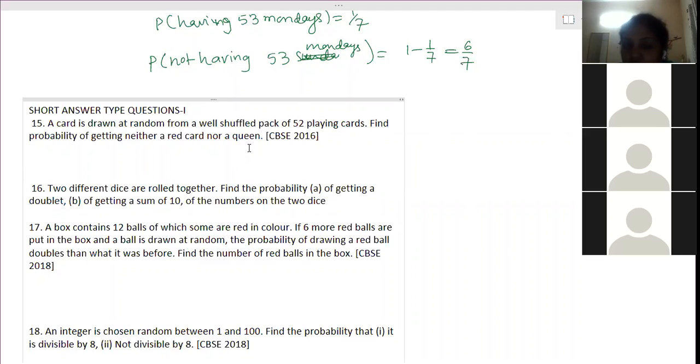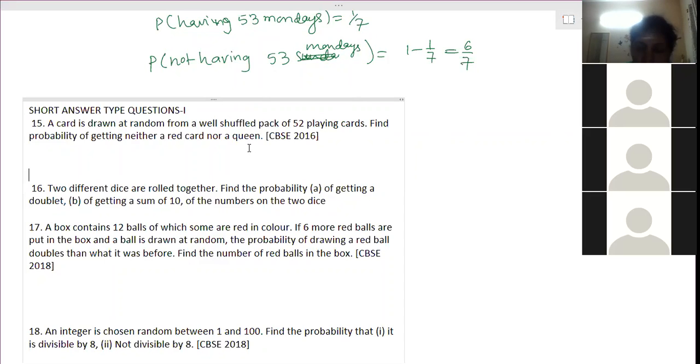If we're calculating the opposite condition, the red cards are 26, right? 26 red cards, and how many queens are there? The queen of red is already included, so 2 more are there. So that's 26 plus 2 is 28. So 28 by 52 is the probability of either-or. And for neither-nor?